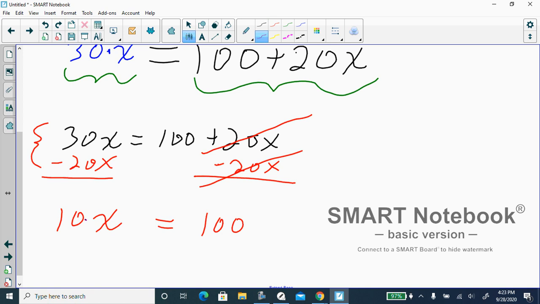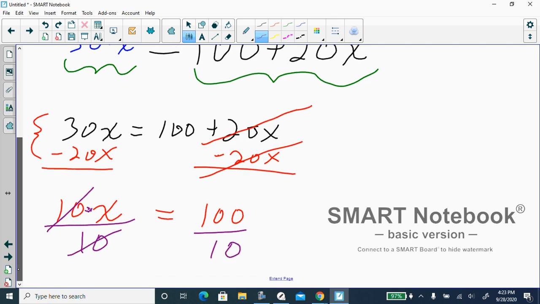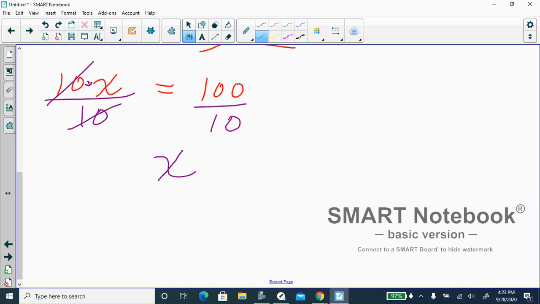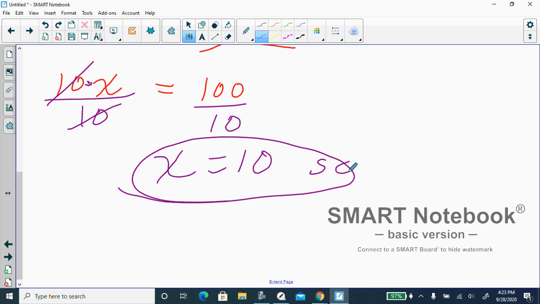To get rid of the 10, the opposite of multiplying by 10 is to divide by 10. So divide both sides, and we get x is 100 divided by 10, which is 10. And that stands for the number of skateboards. So in order for us to break even, we must make and sell 10 skateboards.